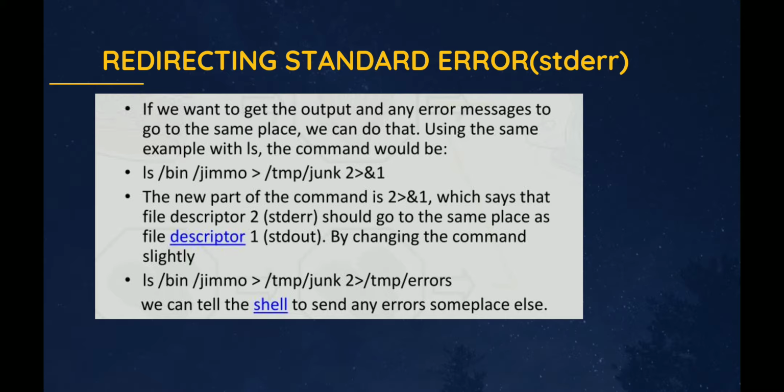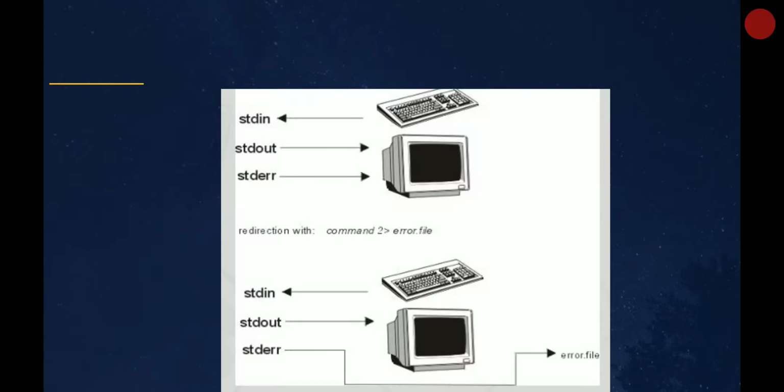By changing the command slightly, ls /bin/gmo > /temp/junk 2> /temp/errors, we can tell the shell to send any errors someplace else. Here we observe that standard input is considered the keyboard and output is the monitor, and the error is also shown on the monitor. With the redirection 2> errorfile, we get standard output, and standard error goes to the error file that is generated.